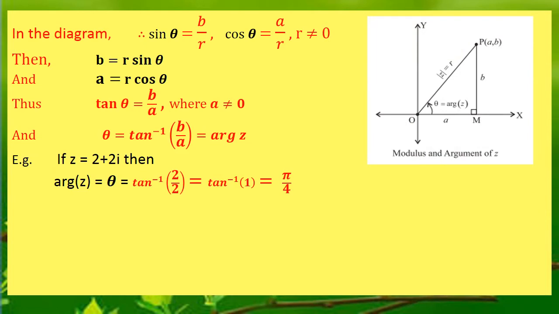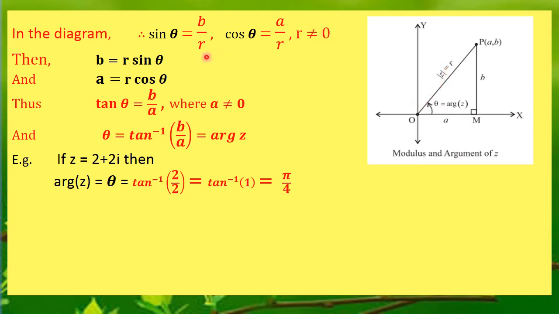Now let us see how we will calculate the angle theta, that is, argument of z or amplitude of z. In the diagram, we know theta is an acute angle in the right-angled triangle OMP. Then sin theta is defined by opposite side upon hypotenuse, that is opposite side is b upon r, and cos theta is adjacent side, the nearby side of theta, is a upon hypotenuse, that is a upon r, where r is not equal to 0 because it is a distance. To get a distance, it should not be 0. So r is not equal to 0.